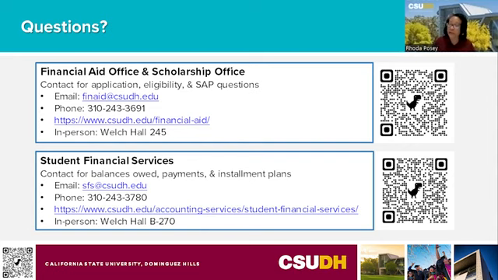On this slide, I am pointing out that the Financial Aid Office will help you with the application, your eligibility, and SAP questions. Student Financial Services is all about your student account: balances owed, payments, and installment plans.